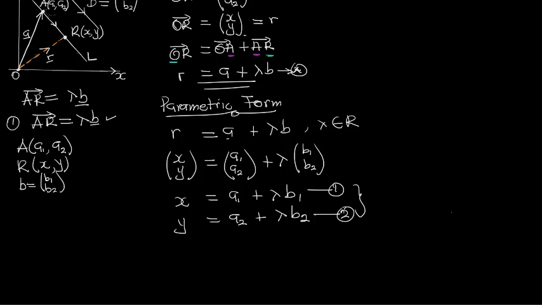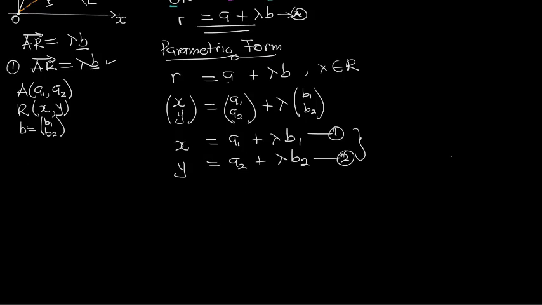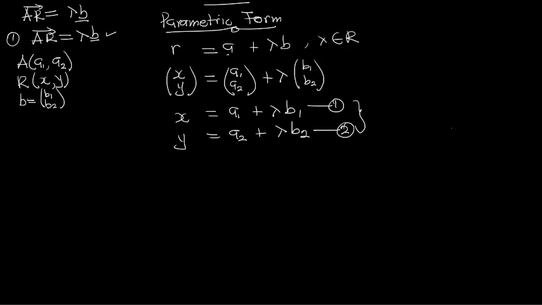These two equations we call the parametric form of the equation of a line. Now, the last thing I'll talk about on this is the Cartesian form. We obtain the Cartesian form from the parametric form. In equation 1, we can make lambda the subject, and in equation 2, we also make lambda the subject.